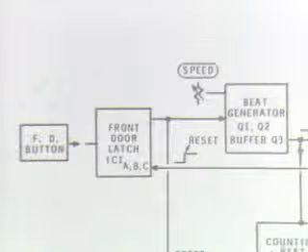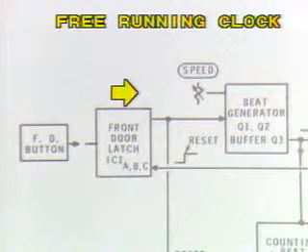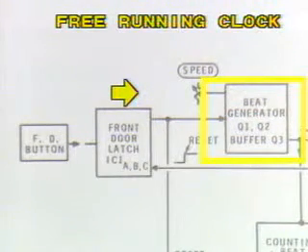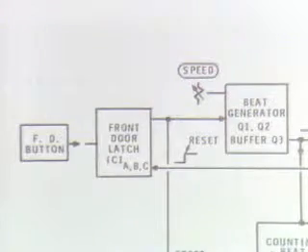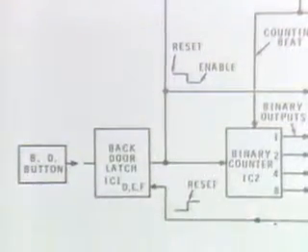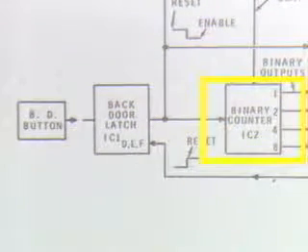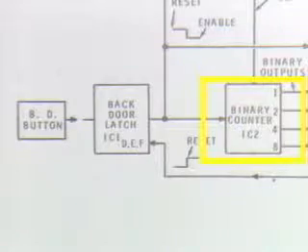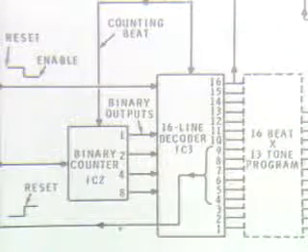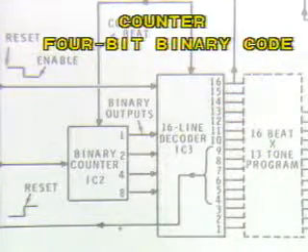The output produced by one of these latching circuits enables a free-running clock, which is more appropriately called a beat generator for this musical type device. This beat generator, composed of transistors Q1 and Q2, along with a buffer transistor Q3, produces output pulses to drive integrated circuit IC2, a binary counter. The counter will sequentially express the number of each pulse in a 4-bit binary code.